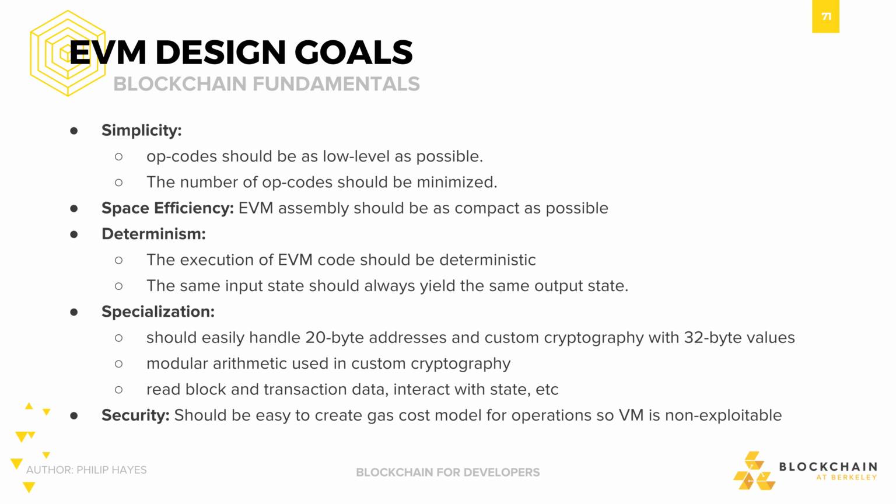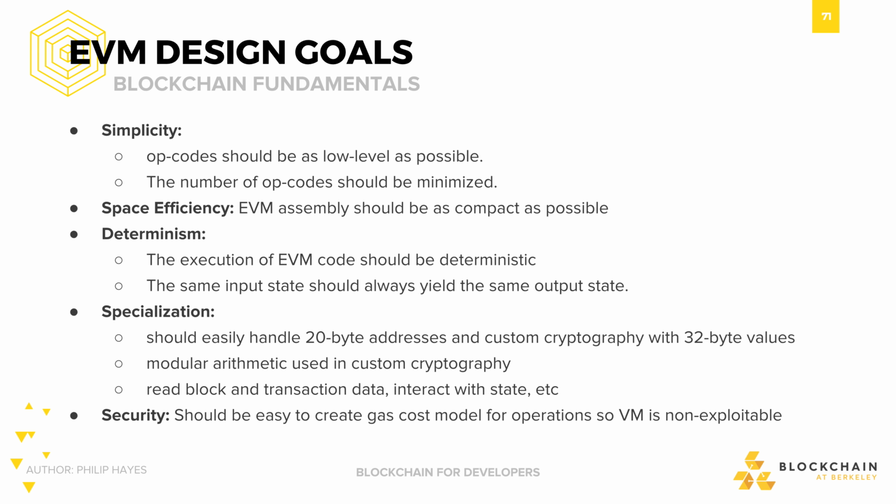Some goals for the EVM are simplicity. The opcodes should be as low level as possible. The opcodes should be minimized in terms of number. They should be space efficient. Assembly should be easy to send, because if you scale this network, it can be pretty difficult to send large scripts of code, and if they don't compile down to EVM opcodes, then it's not really super portable.